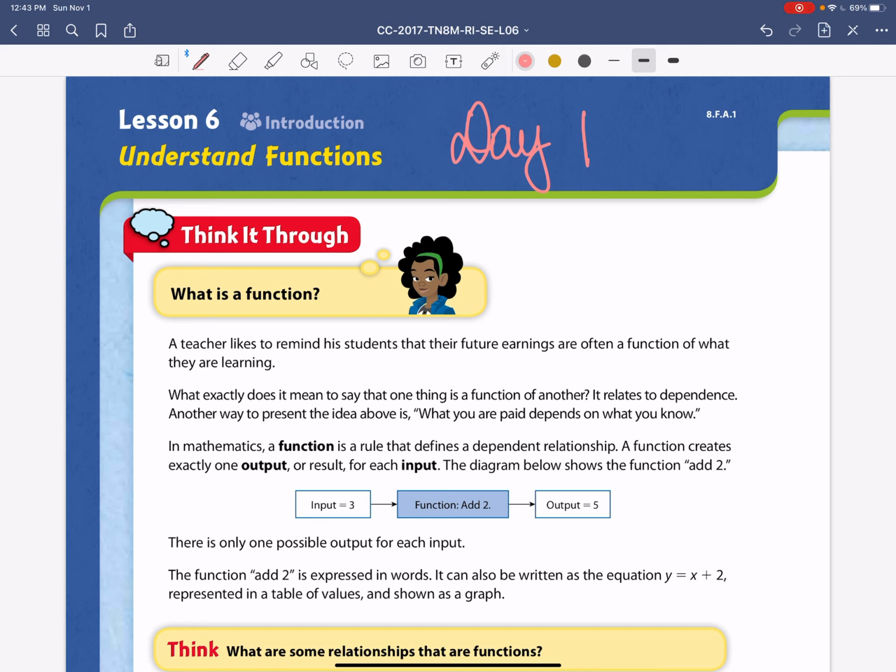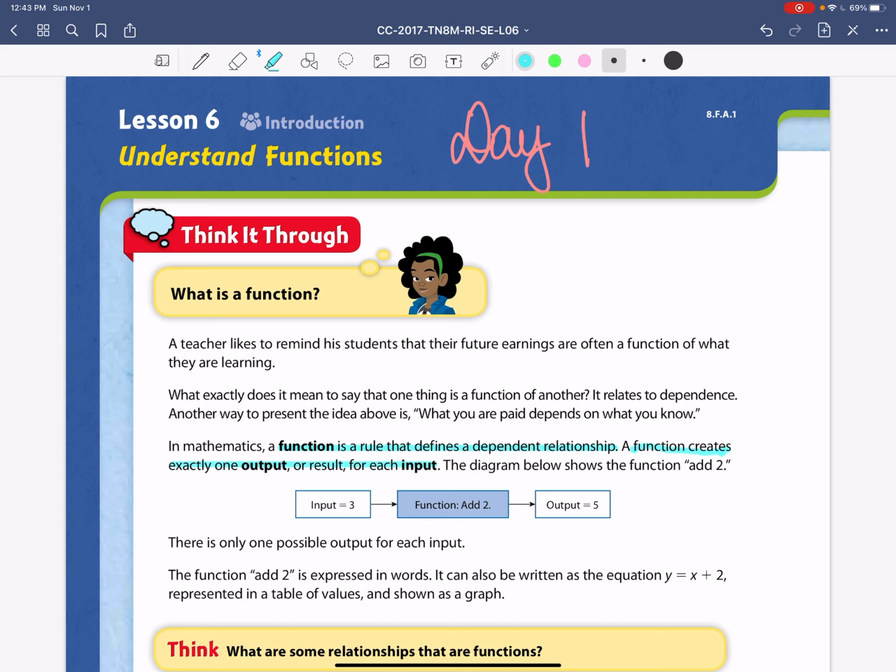It relates to dependence. Another way to present this idea is: what you are paid depends on what you know. In mathematics, a function is a rule that defines a dependent relationship. A function creates exactly one output or result for each input. Go ahead and highlight or circle that in your book right now. A function is a rule that defines a dependent relationship, and it creates exactly one output for each input.